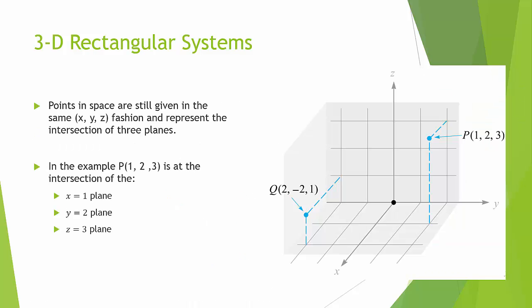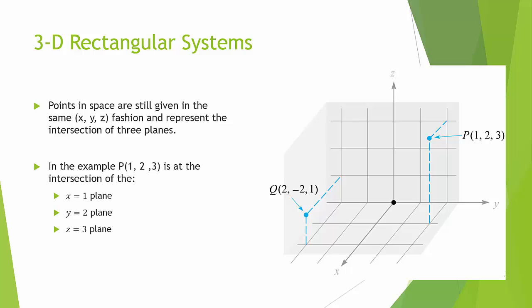And this can be seen in this graph. If you wanted to try this out, it's a little hard to bend your wrist this way, but if you put your index finger on the X-axis, your middle finger on the Y-axis, and your thumb along the Z, it fits that right-hand rule. In a rectangular system in 3 dimensions, we're still given in the same X, Y, Z fashion, but just remember that it's the intersection of 3 planes.